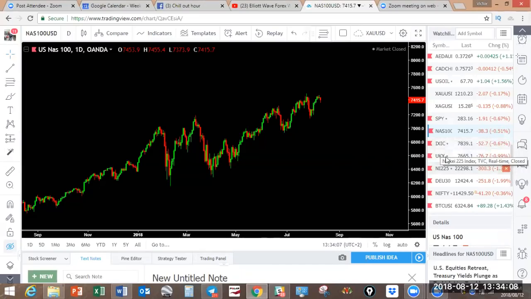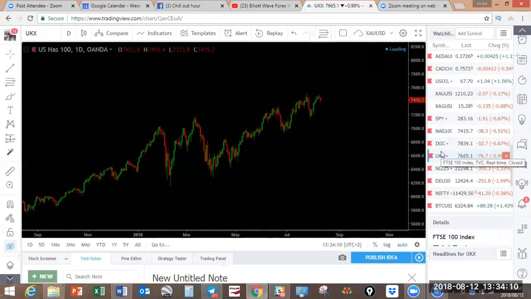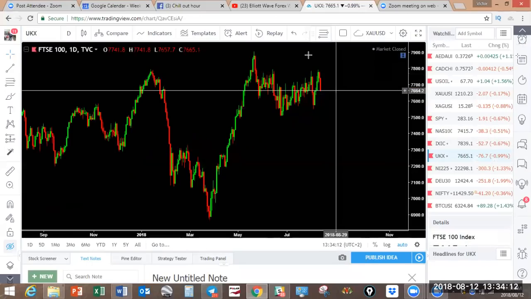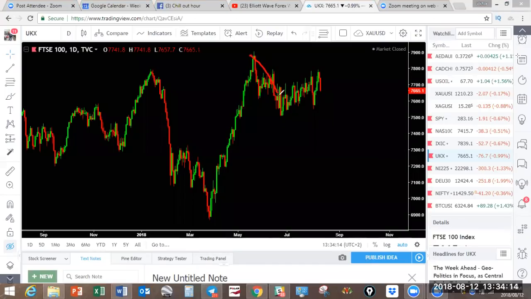Looking now at the UK 100, let's have a look. So the UK 100 has made a 3-wave move down. We are on the daily now. Correction. You can see that all the indices want to make moves down. So doesn't mean reversal, those are corrective moves. So we'll be looking for that move.